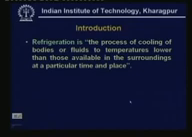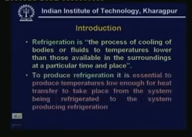As you know, in the very first class we have defined refrigeration as the process of cooling of bodies or fluids to temperatures lower than those available in the surroundings at a particular time and place. This is the exact definition of refrigeration. So, here the important thing is that to produce refrigeration, it is essential to produce temperatures low enough for heat transfer to take place from the system being refrigerated to the system producing refrigeration. That means, if we want to produce refrigeration in a particular system A, let us say, then we have to take out heat from system A. That means, we have to have another system B whose temperature is lower than system A, so that heat can flow from system A.